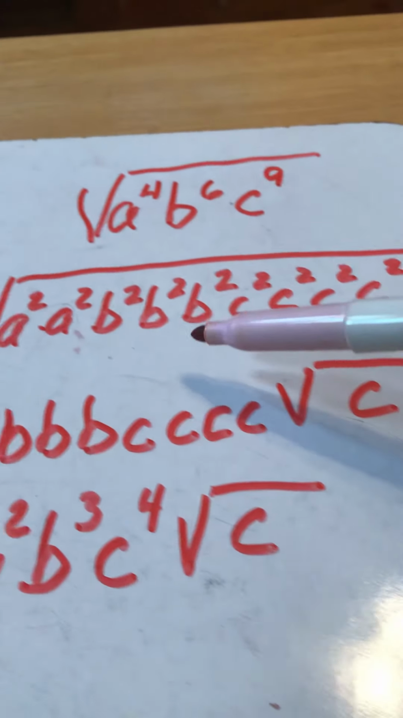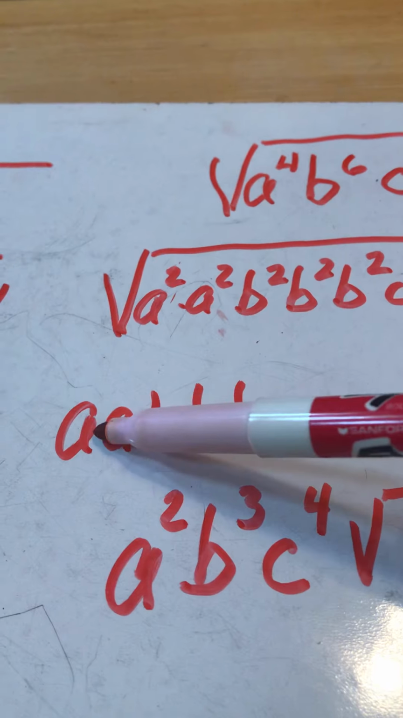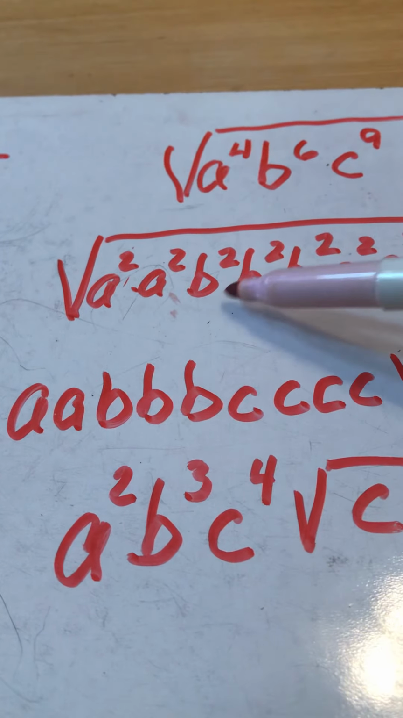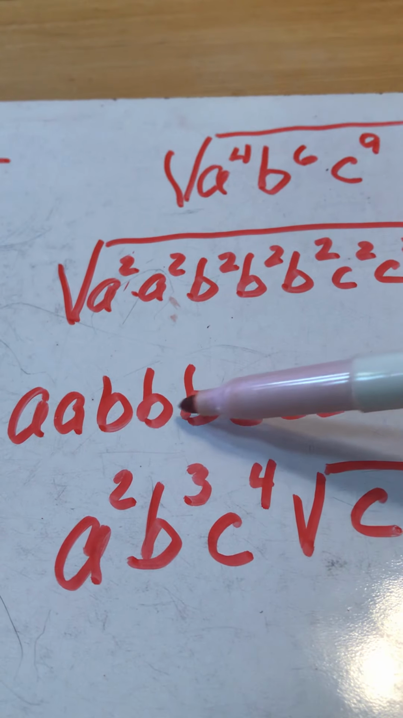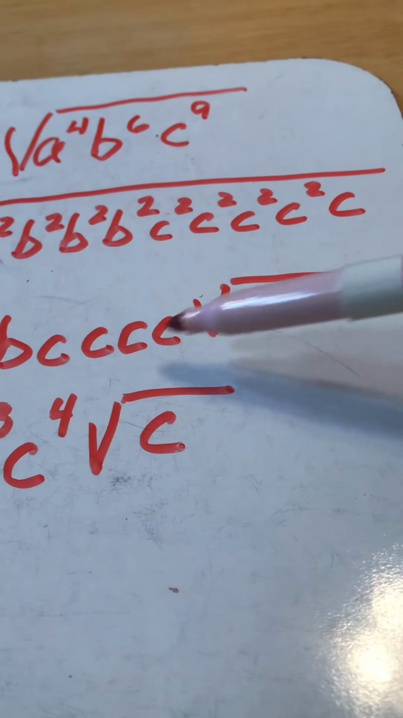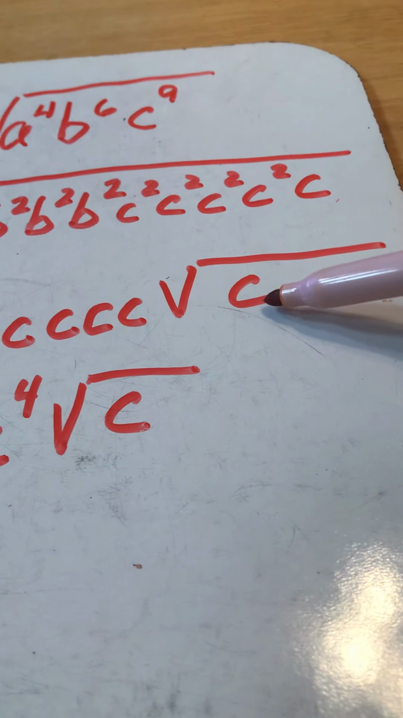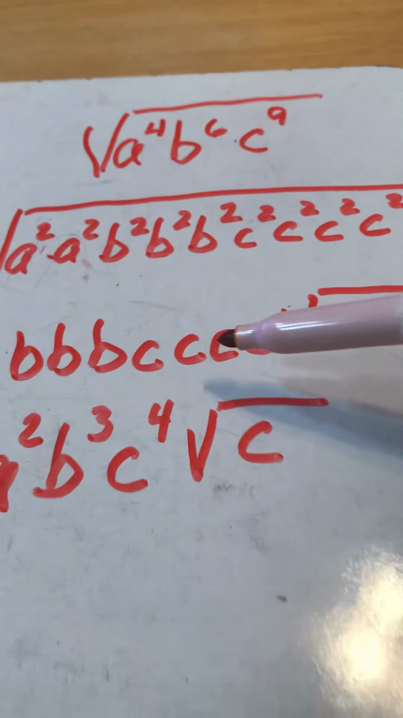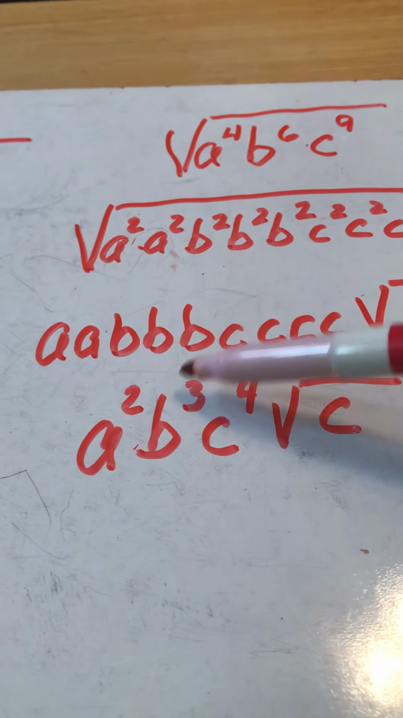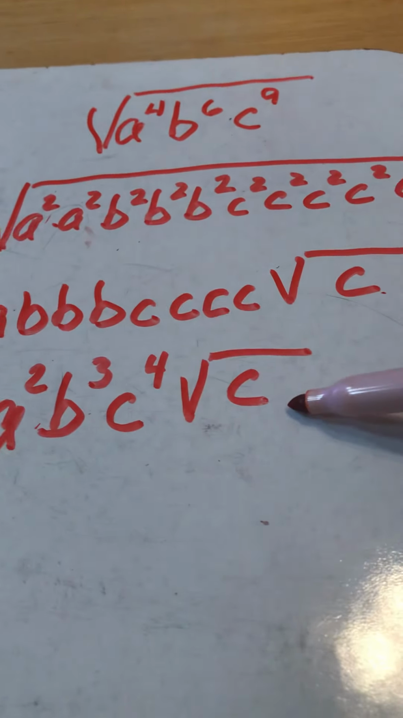So if we do some canceling here, the square root of a squared is a, and that happens twice. Square root of b squared is b, so that happens 3 times here: 1, 2, 3. And then for c's, it happens 4 times. And notice we have a single c left over, so it stays in the radical. So if we simplify this here, we get a squared, b cubed, c to the fourth, times the square root of c.